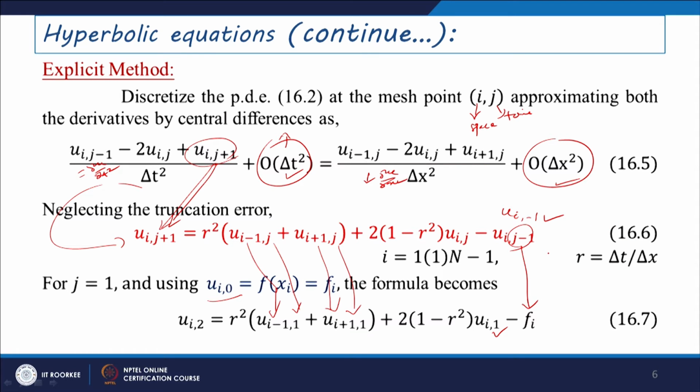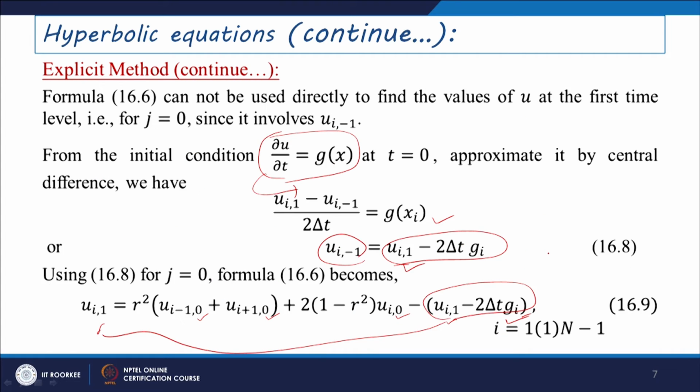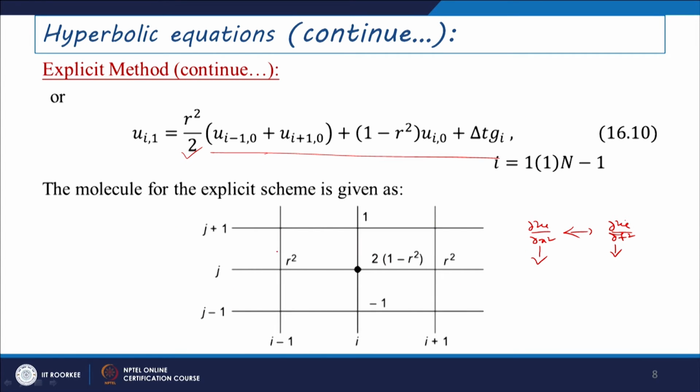So, that is why this molecule, if it is formulated, can be taken in the form, if you just see here, of the j plus 1 level, jth level and j minus 1 level. This coefficient is taking r square here, 2 into 1 minus r square, this is r square here, this is minus 1 here, this is 2 into 1 minus r square, this is 1 coefficient there. So, if you just see, this is nothing but your u i j coefficient, i minus 1 j, i plus 1 j, u i j minus 1, u i j plus 1. That is why this is the molecule, this can be formed from this equation here.